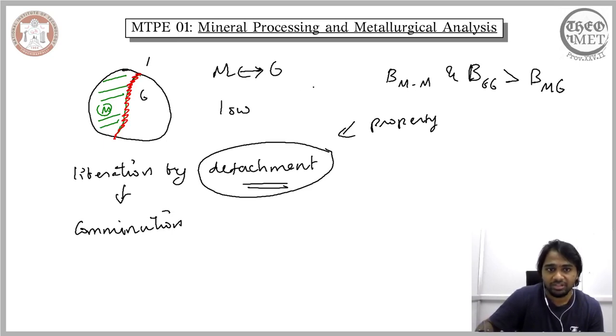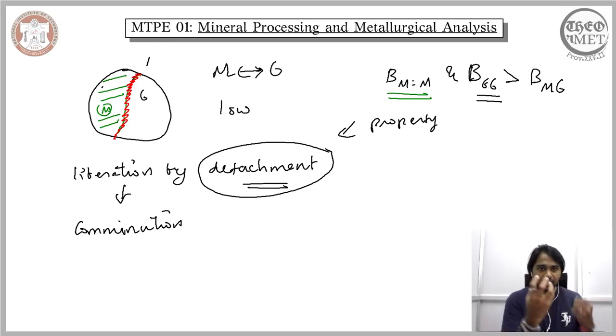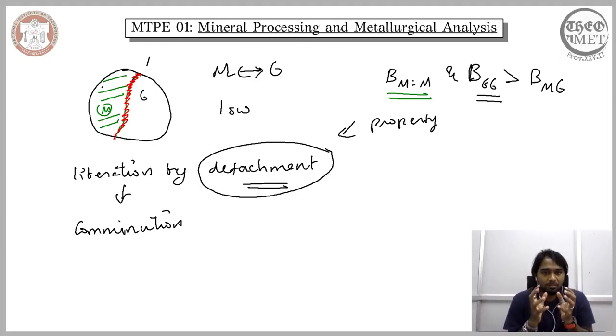The bond between mineral and mineral will be here, so it will be associated with this region here. So this will be associated purely with the mineral section of this particle, and this bond between gangue and gangue will purely be associated with the gangue section of the particle. And when the bonds between similar particles are greater when compared to the bonds between dissimilar particles, that is the bond between mineral and gangue, then when you expose this particle to a stress condition, the weaker bonds give in before the stronger bonds.